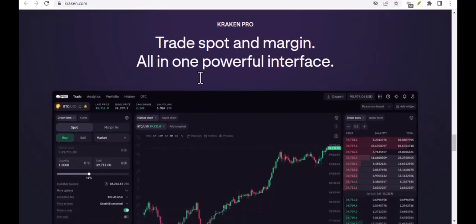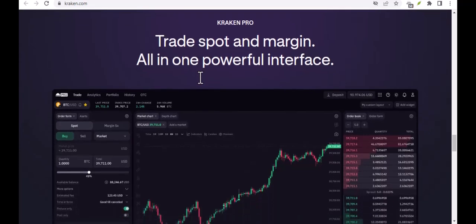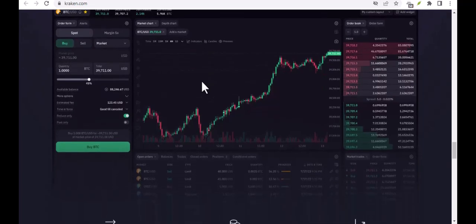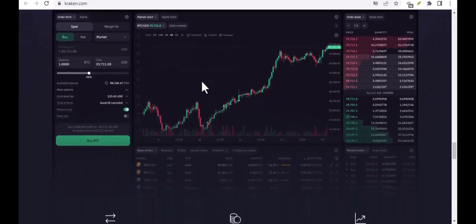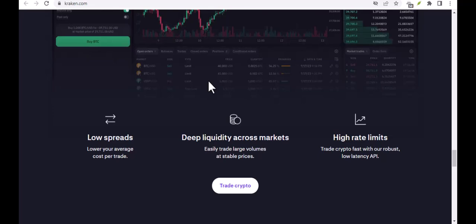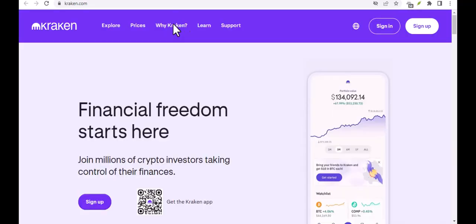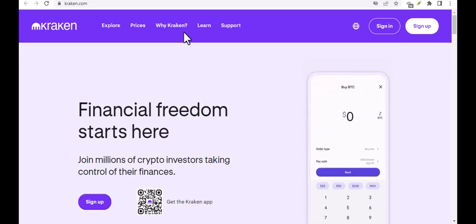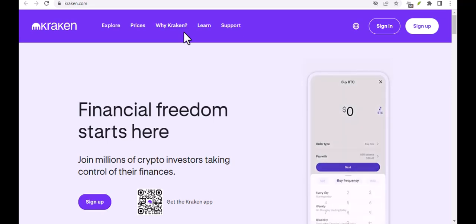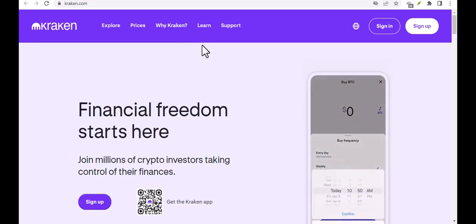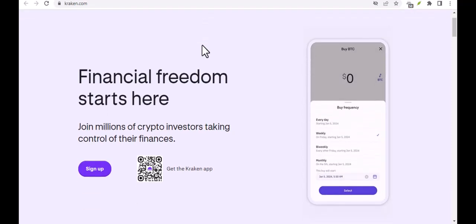And while we're talking about security, let's touch upon the importance of enabling two-factor authentication, 2FA, on your Kraken account. This adds an extra layer of security, making it much harder for unauthorized users to access your account and funds. Also, remember that the crypto world is constantly evolving. New networks, new protocols, and new security measures are constantly being developed. Stay informed and up to date on the latest developments to ensure the safety of your assets.